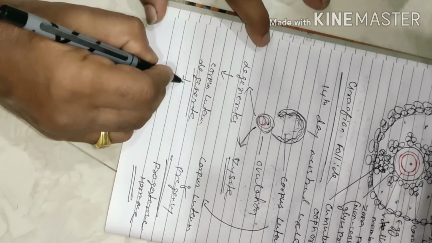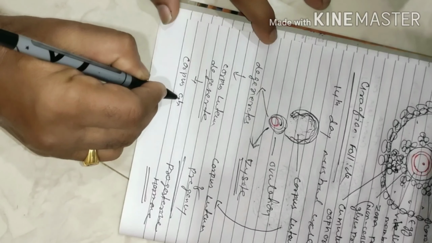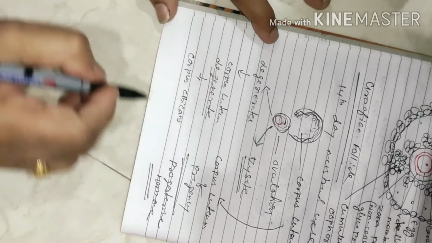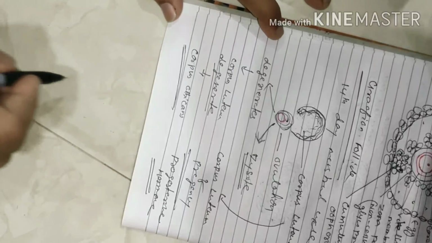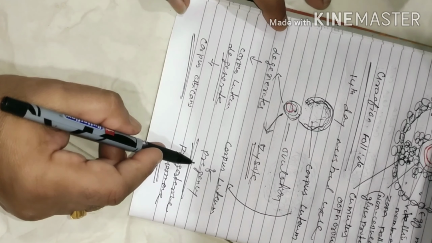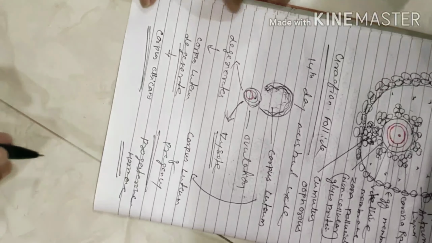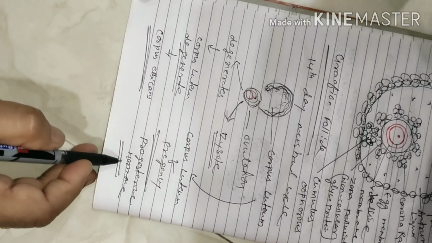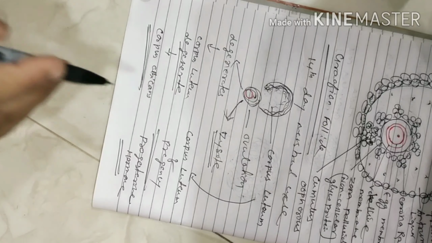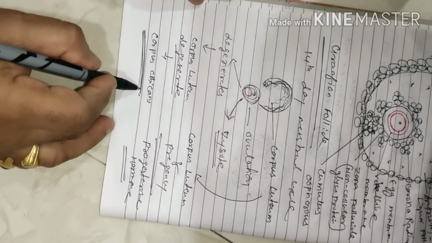Leaving a scar in the ovary called the corpus albicans. If fertilization occurs, the corpus luteum of pregnancy is formed, which produces progesterone hormone that maintains the uterus during the pregnancy period. If the egg is not fertilized, the corpus luteum degenerates, leaving a scar in the ovary called the corpus albicans. Clear?